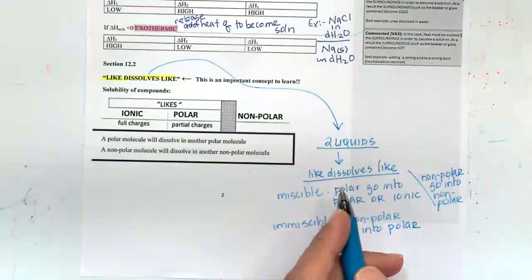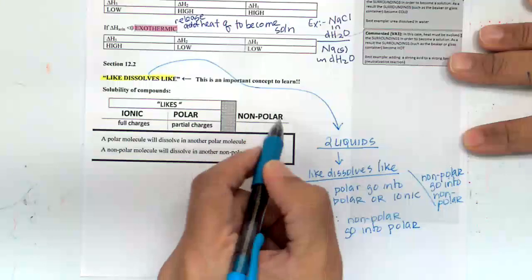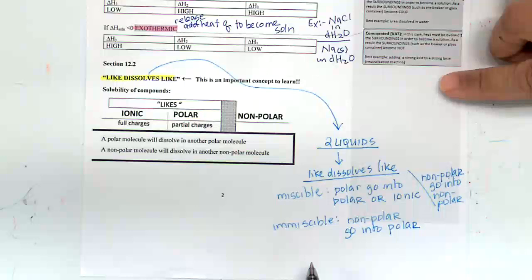So that is like dissolves like. Polar or ionic go into polar and ionic, and then nonpolar goes with nonpolar. Right? So let's take an example of these on page 3, just to tell you what I am talking about. Like dissolves like.